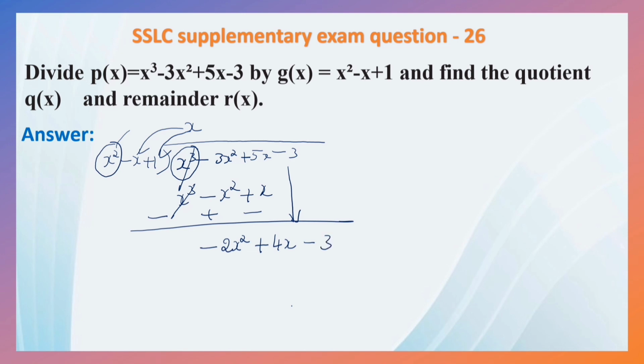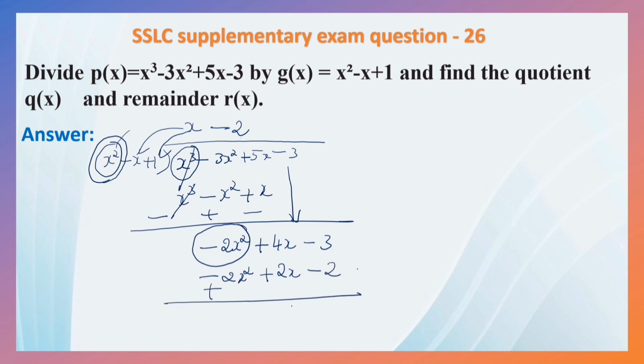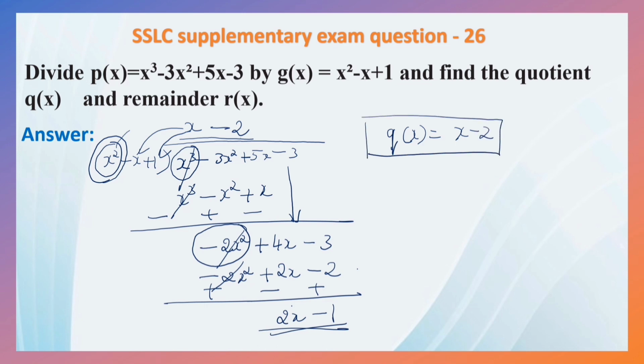Minus 3. First term of it is divided by first term of it. Minus 2x square divided by x square is negative 2. Minus 2 into x square is minus 2x square, minus 2 into minus x is plus 2x, minus 2 into plus 1 is minus 2. Change the signs, plus 4x minus 2x is 2x, plus 3 minus 2 is 1... so the remainder is 2x minus 1. So q of x is x minus 2. r of x is 2x minus 1.